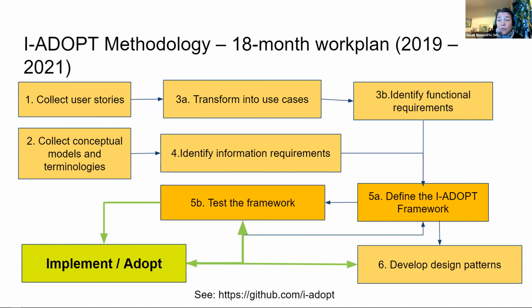We ran two main tasks in parallel. One was to collect the user stories. The other was to collect conceptual information about conceptual models and terminologies through a survey. We then ran analysis in parallel on those two sets of data and information that helped us identify functional requirements and also to define the IDOB framework, which I will talk about later. Then there was an iterative process that enabled us to test and check the framework with others. And we are at the phase now of implementation, adoption, as well as developing some design patterns.